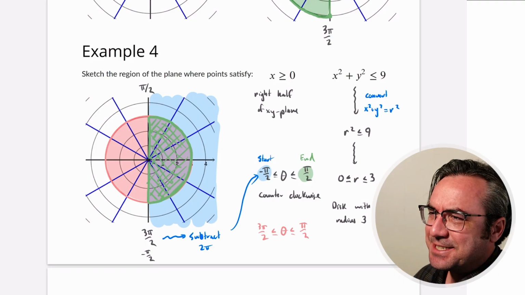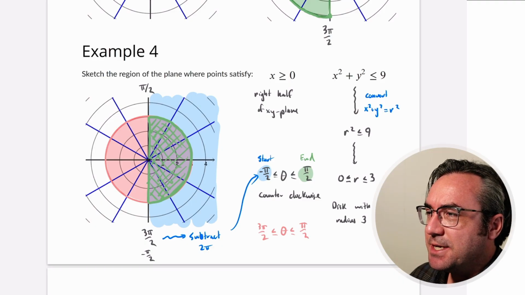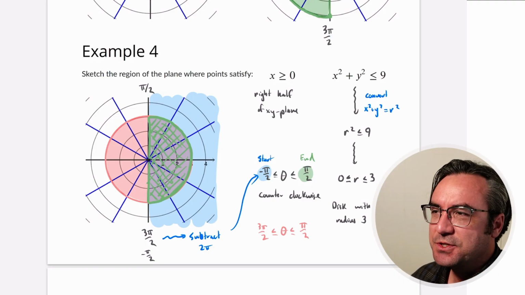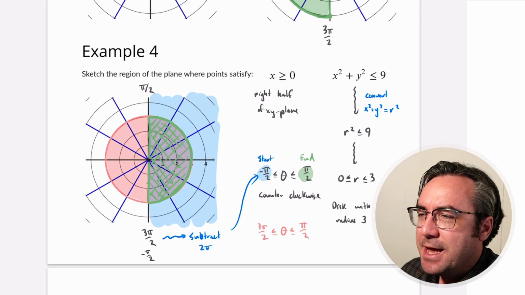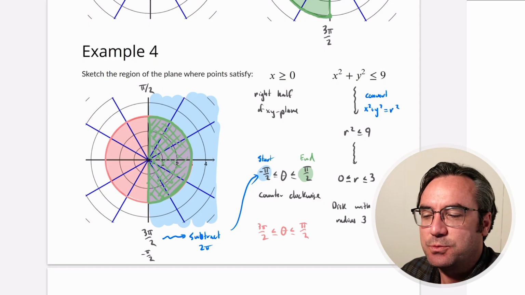And in class, I don't know, we'll see. We might do a little bit more with polar curves, or we might jump over and look at some parametric equations. So maybe bring both sets of notes with you to class.